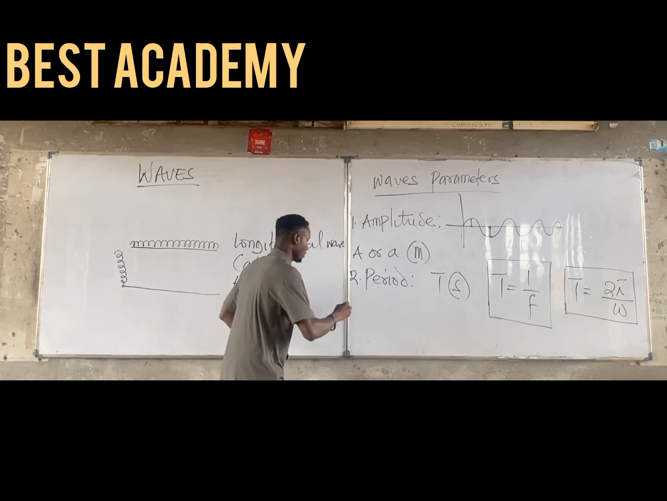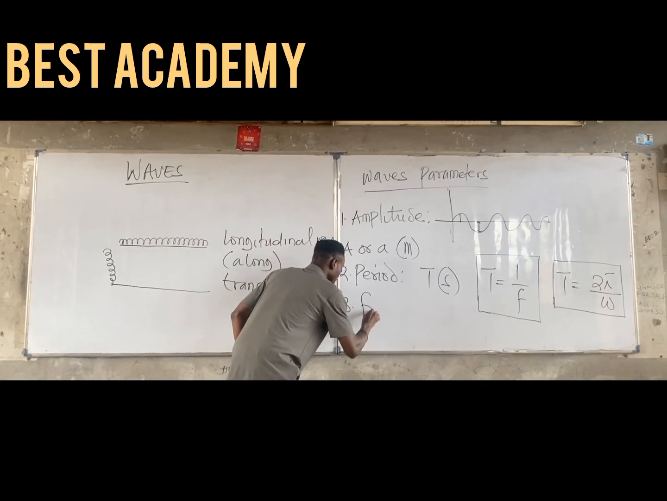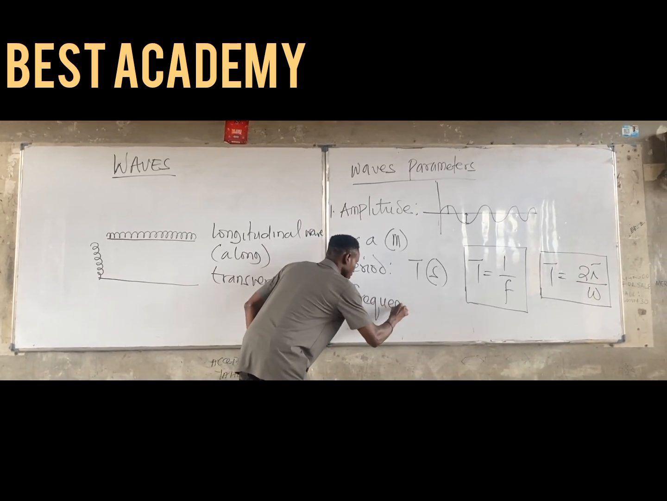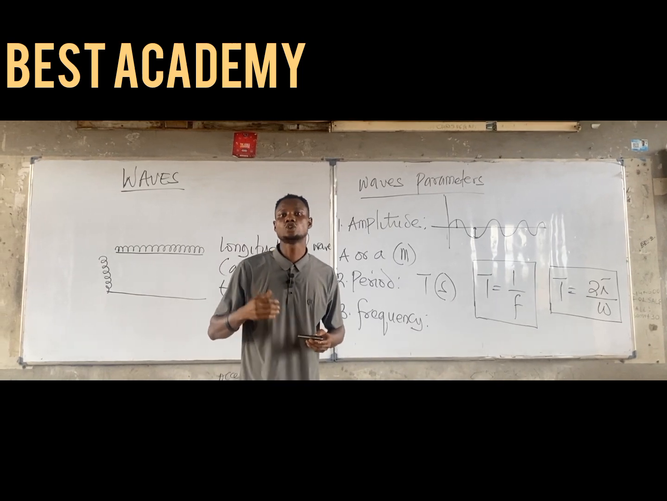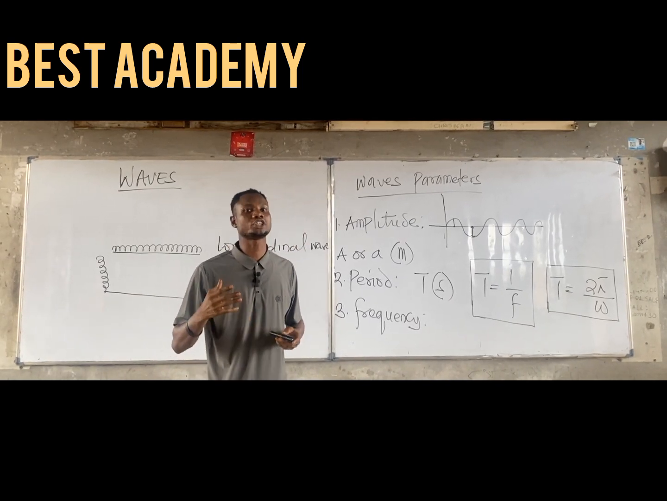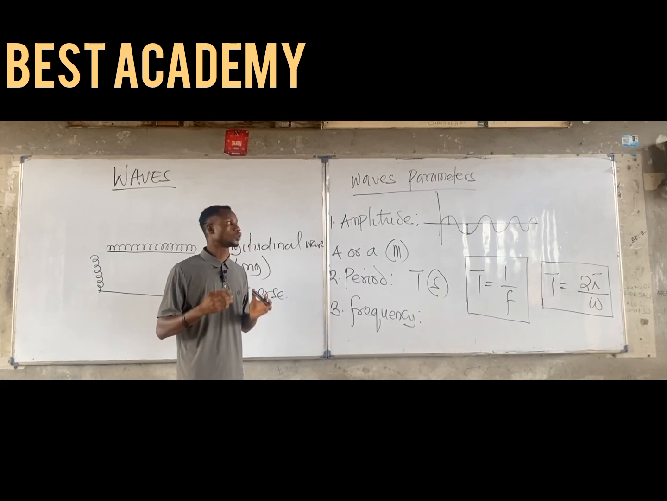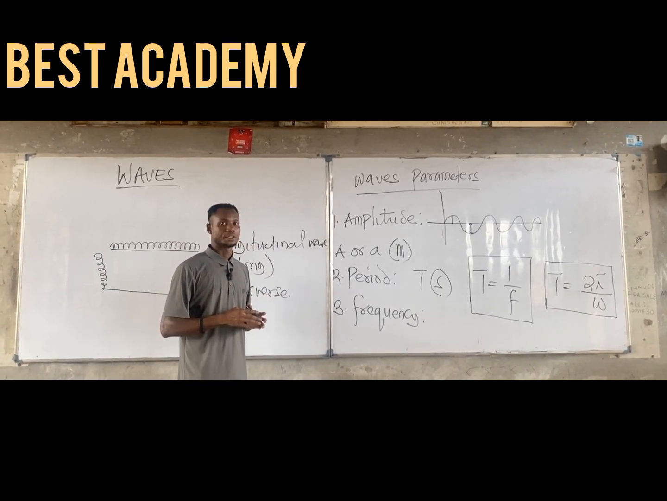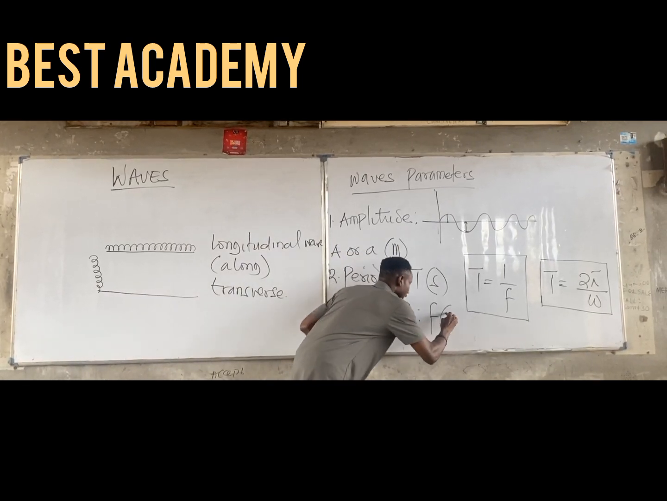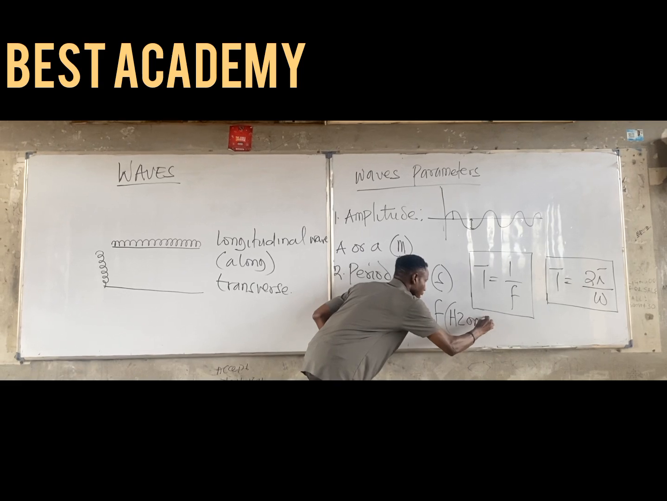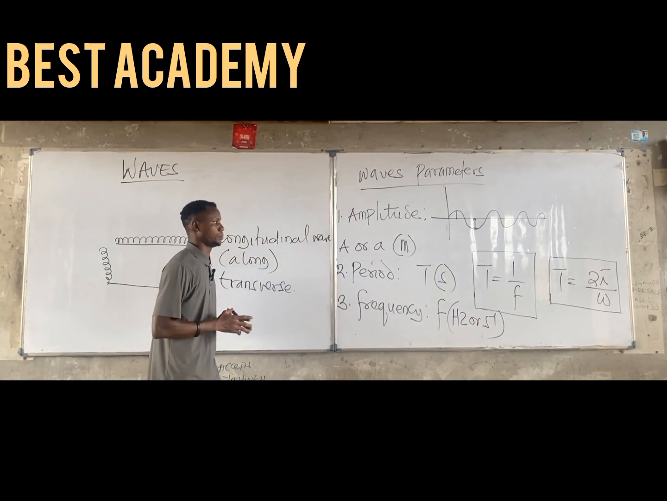Number 3, frequency. Please write. Frequency can be defined as the number of cycles per unit time. Frequency can be defined as the number of cycles per unit time. It can be represented by f, and the unit is hertz or per second. Please take note. The unit is hertz or per second.